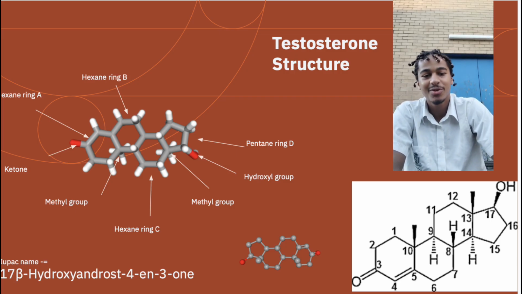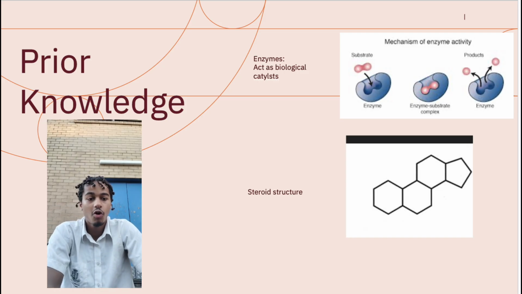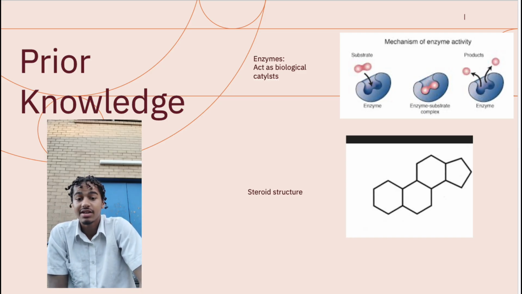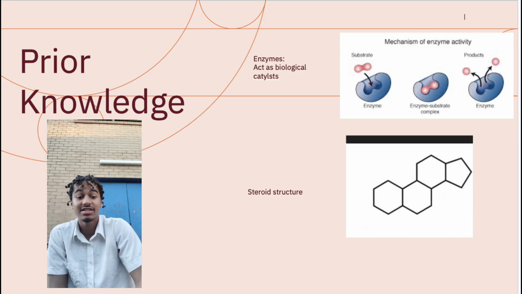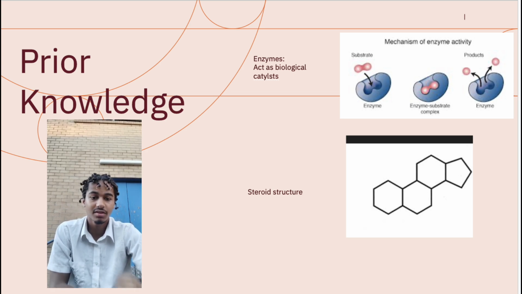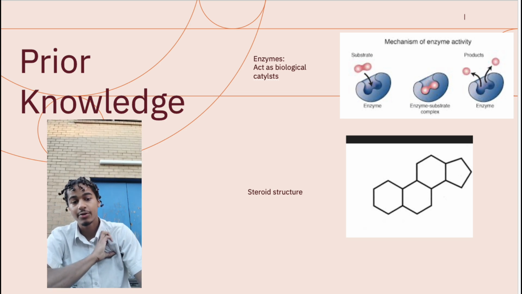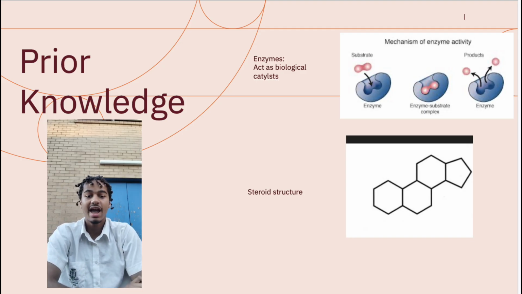The prior knowledge required for this is, first, what is a hormone? A hormone is a compound produced in the body that initiates a physiological response. What is an enzyme? An enzyme is a type of protein that acts as a catalyst in metabolic activity. And what is a steroid and its structure? A steroid is just 3 cyclohexane rings and 1 cyclopentane ring.